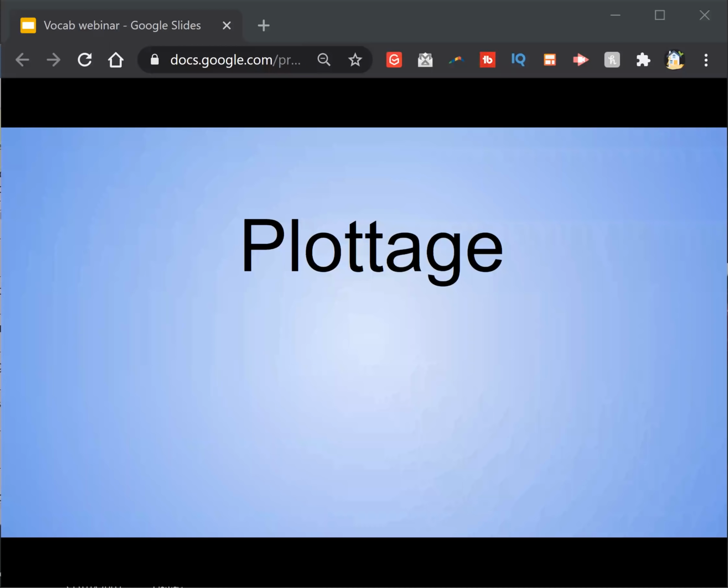Next one, plottage. What is plottage? Plottage is 1 and 1 equals 3. Plottage is a situation where, when you combine two properties, the sum of the whole is greater than what the parts are that make it up.